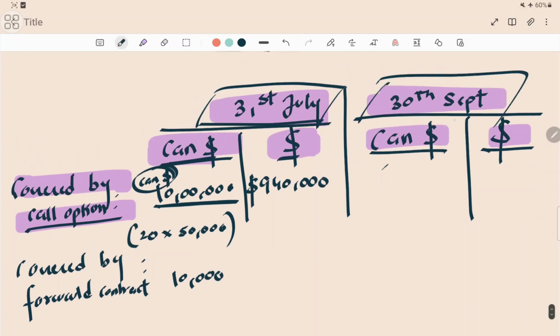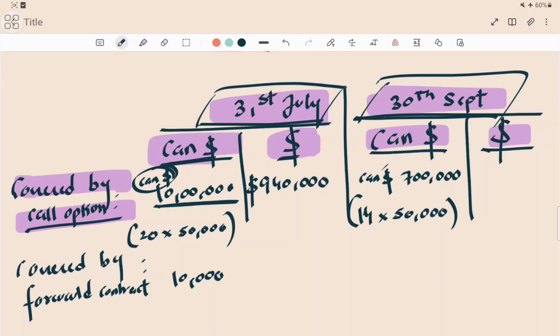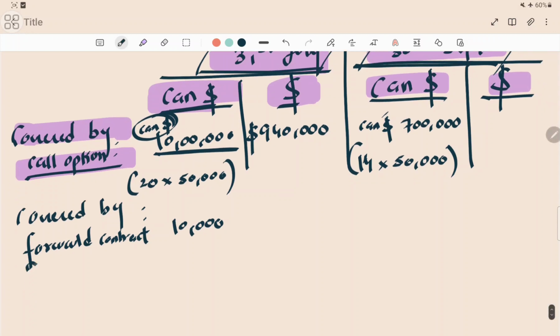Similarly, we do it for 30th of September also. First, let's do whatever is covered by the call option. So here it is 14 contracts into the size of one contract was 50,000 Canadian dollar, which is fixed for both July and September. 14 into 50,000 is Canadian dollar 7 lakh. So balance, my total exposure on 30th of September was 7,05,000 minus 7 lakh already covered by call option. So balance will be covered by the forward contract. This balance is coming to Canadian dollar 5,000.